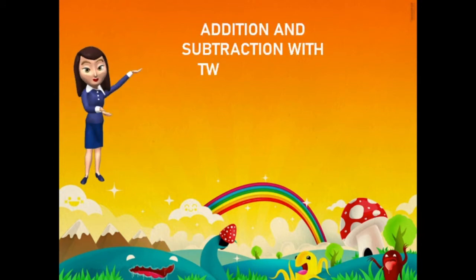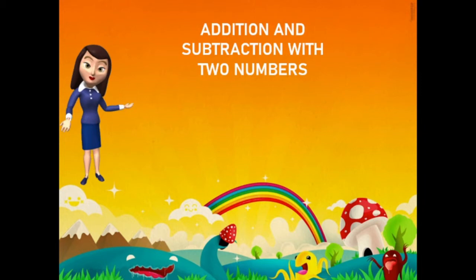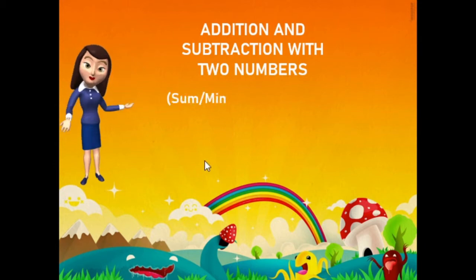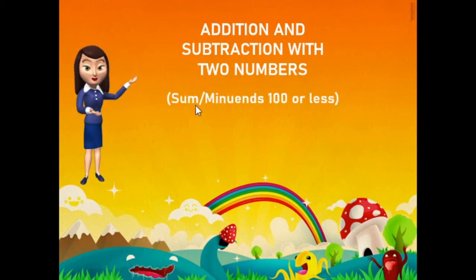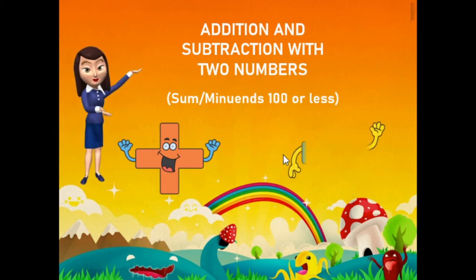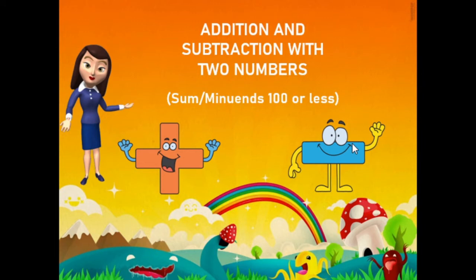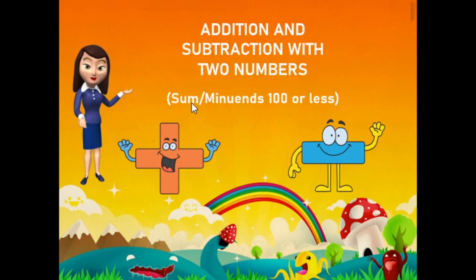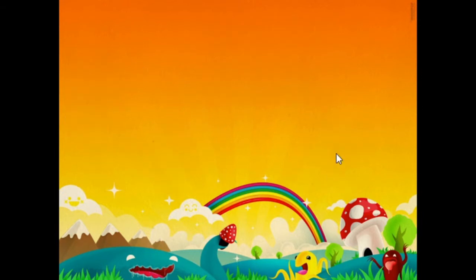For now, we are going to focus on addition and subtraction with two numbers, specifically having a sum and a minuend of 100 or less. And we are going to use the following symbols. These two symbols identify the operation that we're going to study today. This is for addition and this is for subtraction.